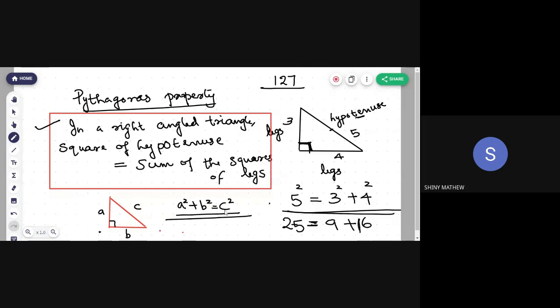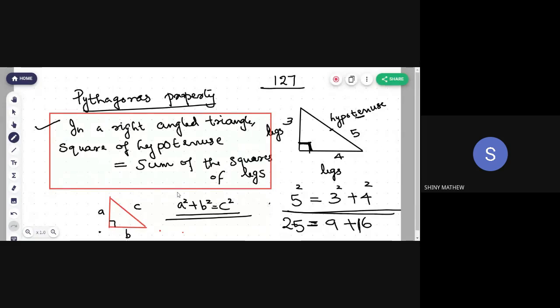C is the hypotenuse and a and b are the legs. Then a square plus b square is equal to c square. Then you should write the property this way: in a right angle triangle, square of hypotenuse is equal to sum of the squares of legs.